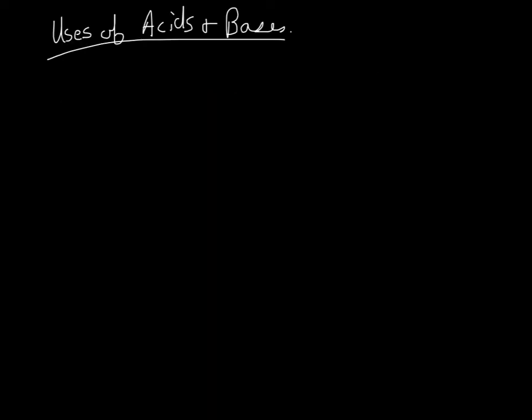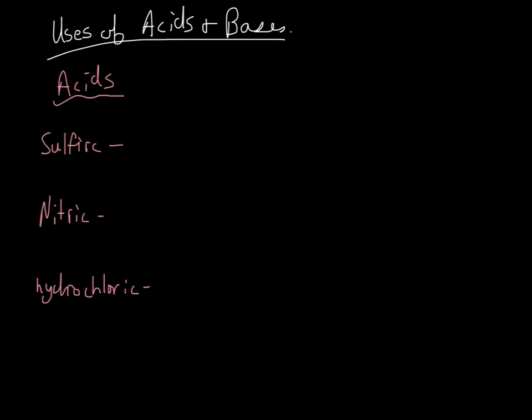The last thing I want to talk about here is the uses of different acids and bases. So here are three major acids that we'll talk about: sulfuric, nitric, and hydrochloric. Sulfuric has multiple uses in industrial applications. Sulfuric acid is actually one of the most industrially produced acids. Okay, it's used in a variety of different areas, including petroleum, gasoline, and car batteries.